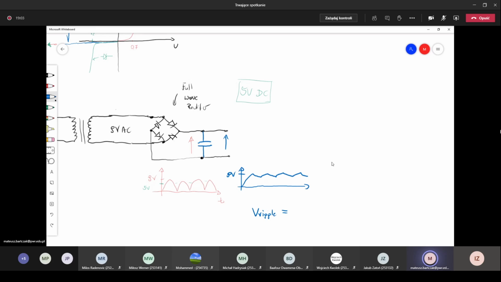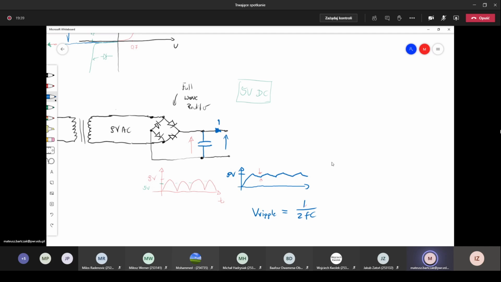We can also calculate this ripple voltage from this equation. So this is I over 2FC. This ripple depends on the frequency and the capacitance. So when we put a bigger capacitance or increase the frequency, we reduce the ripple. This is I load. I forgot to mention that it depends on the I.